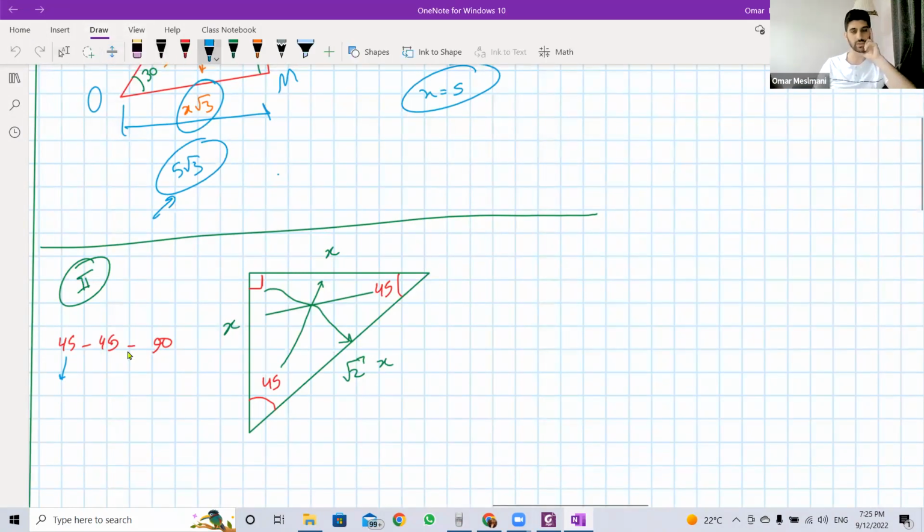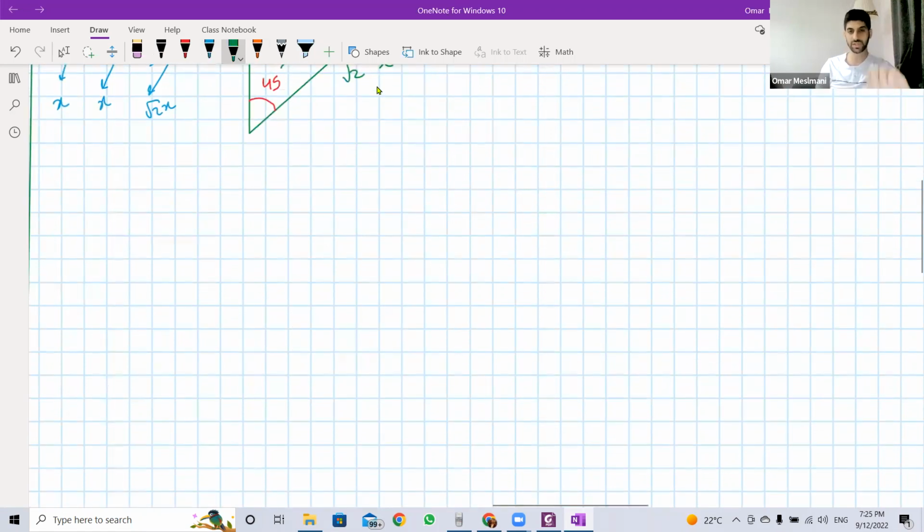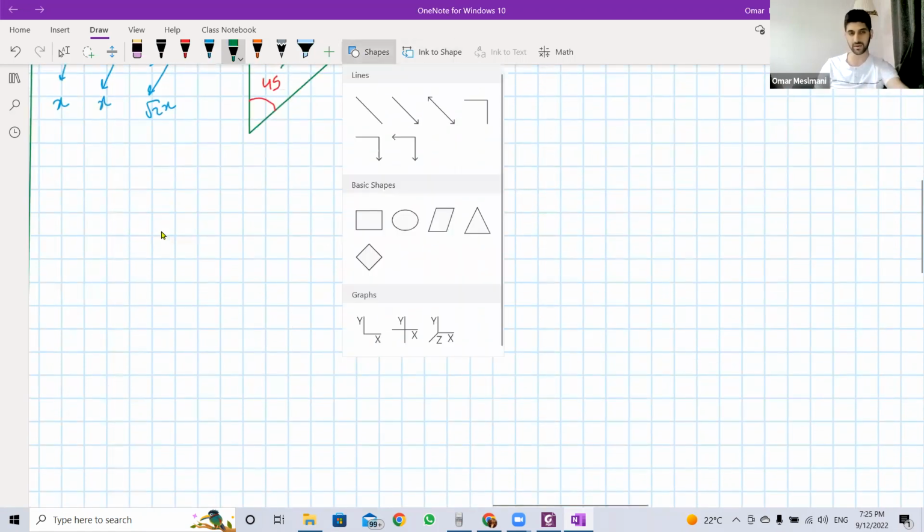So the 45 is x, the other 45 is also x, and the 90 is going to be x root 2. Okay. The question is going to be the same. I will give you an example about it. The question is going to be exactly the same, no difference.